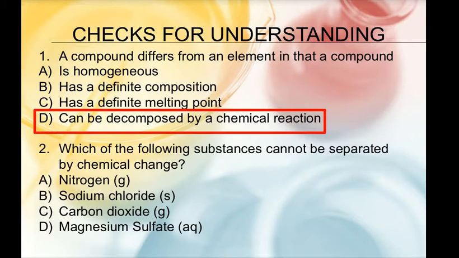Which of the following substances cannot be separated by chemical change? Well, we already know that that would be elements. The only element listed there is nitrogen, letter A.